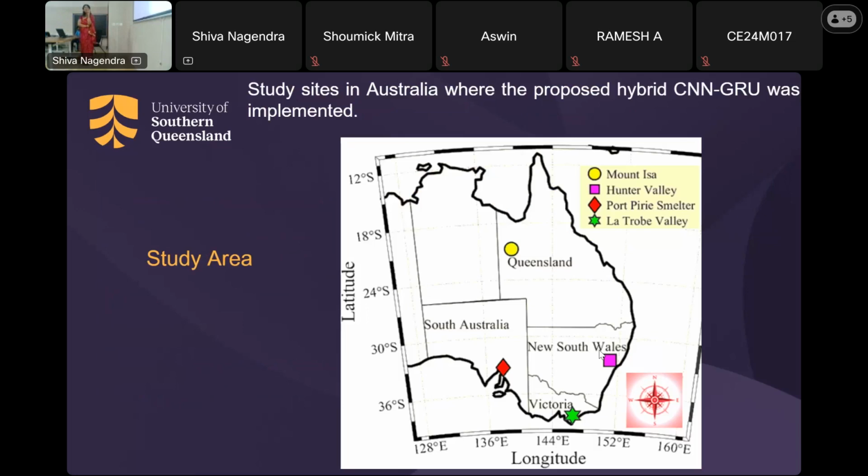We have Hunter Valley in New South Wales. In Victoria, we have Latrobe Valley. And in South Australia, we have Port Pirie Smelter. So this was the study area for this case study.